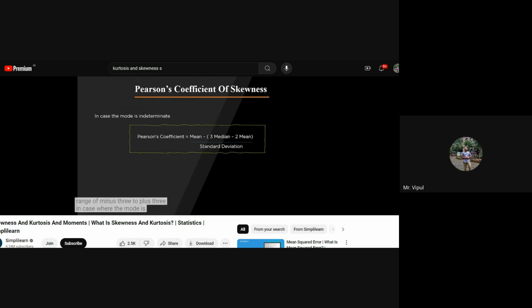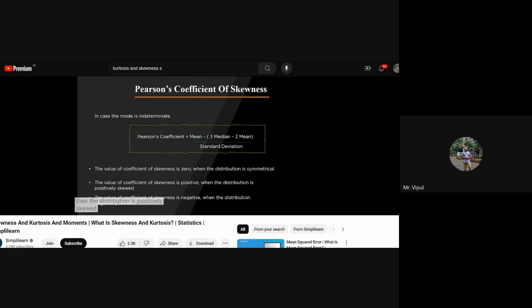In cases where the mode is indeterminate, we can calculate Pearson's coefficient by 3 times (mean minus median) divided by the standard deviation. If the value of the coefficient is between -0.5 and 0.5, the distribution is approximately symmetrical. If the value of the coefficient is 0, then the distribution is symmetrical. If the value of the coefficient is positive, then the distribution is positively skewed, and if the coefficient is negative, then the distribution will be negatively skewed.